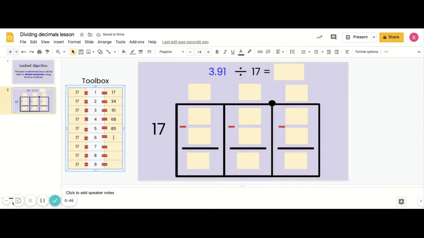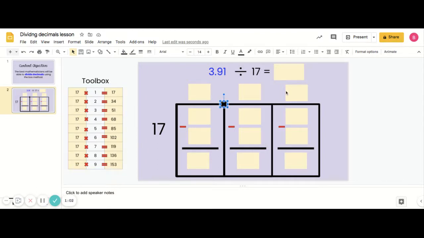17 times 6 is equal to 102. 17 times 7 is equal to 119. 17 times 8 is equal to 136. And 17 times 9 is equal to 153.